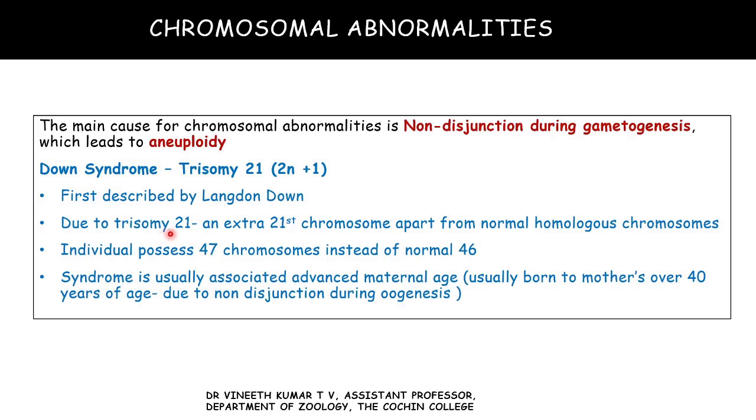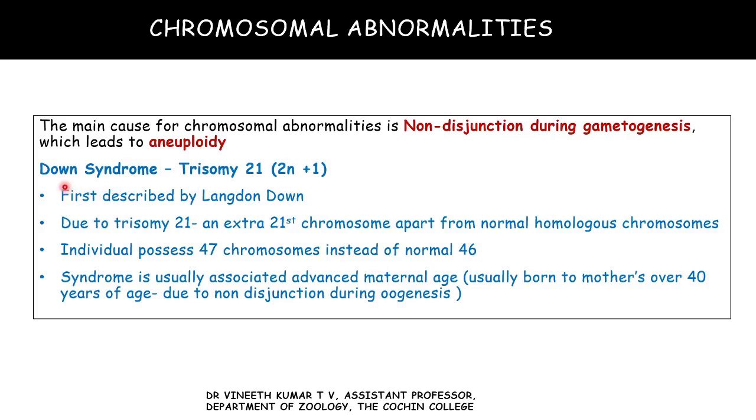The name Down syndrome is from the person who described it, Langdon Down. Down syndrome is due to trisomy 21, an extra 21st chromosome apart from the normal homologous chromosomes. Such individuals possess 47 chromosomes instead of the normal 46. And like most syndromes related to aneuploidy and non-disjunction, it is associated with the advanced age of the mother. They are usually born to mothers over the age of 40, 45, etc., and this is due to non-disjunction during oogenesis.